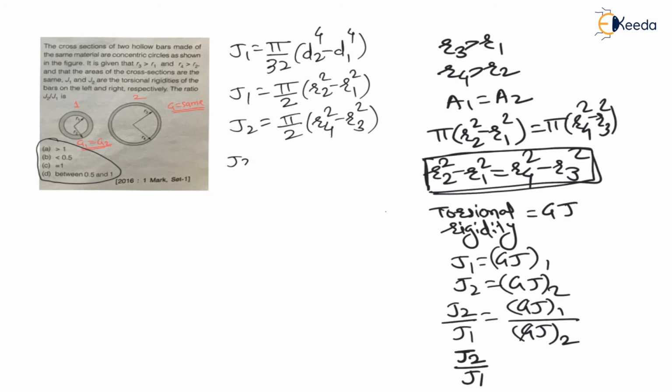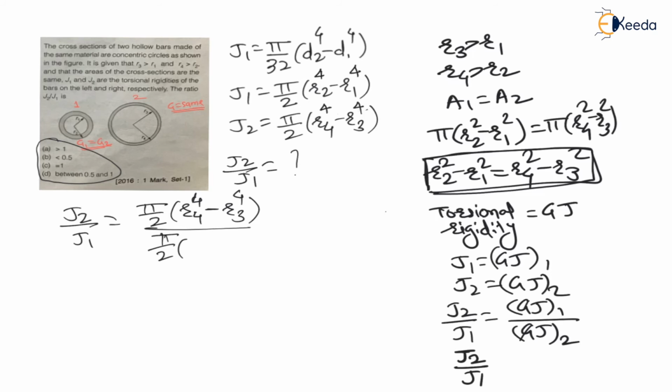You can simplify this. School level student can also simplify this. Now they are asking what is J2 divided by J1. Let us find this. Here sorry, here power 4. My dear students, here make a correction, power 4. Here for J1 and J2 there is a power 4. J1 is pi by 2 (R2 power 4 minus R1 power 4), J2 is pi by 2 (R4 power 4 minus R3 power 4), right? Divided by pi by 2 (R2 power 4 minus R1 power 4).